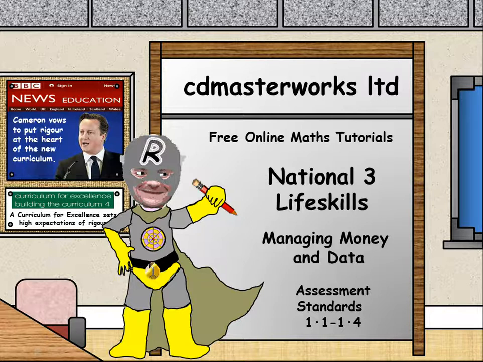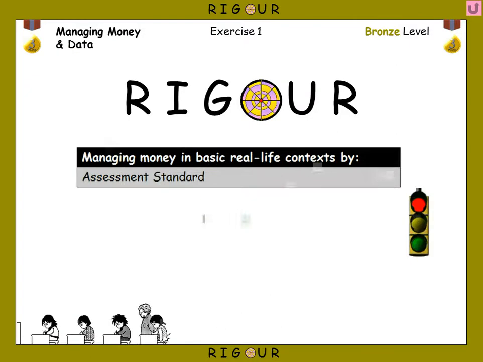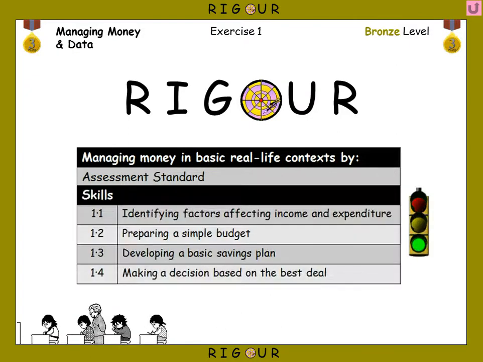So this is our National 3 Life Skills range, and this tutorial is going to focus on the Managing Money and Data unit, Assessment Standards 1.1 to 1.4. So the 4 skills we're going to focus on today at bronze level are Assessment Standard 1.1, Identifying Factors Affecting Income and Expenditure, Assessment Standard 1.2, Preparing a Simple Budget, Assessment Standard 1.3, Developing a Basic Savings Plan, and Assessment Standard 1.4, Making a Decision Based on the Best Deal.